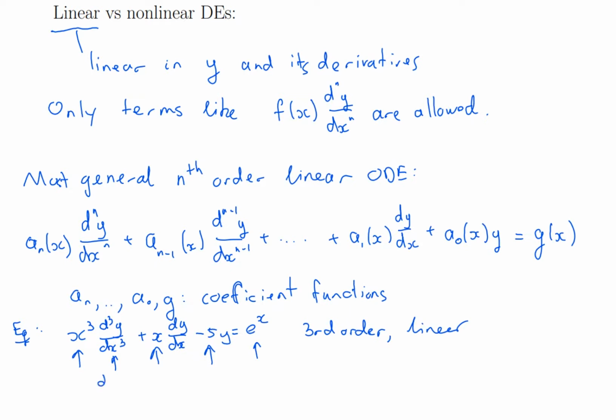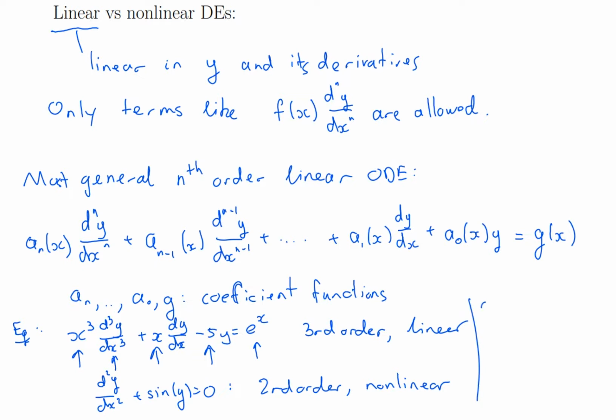But if I have something like this, d squared y dx squared plus sine y equals 0, that is second order and nonlinear. The second derivative term is all right, that first term is linear, but this sine y, that's a nonlinear function of y, that makes the whole differential equation nonlinear.